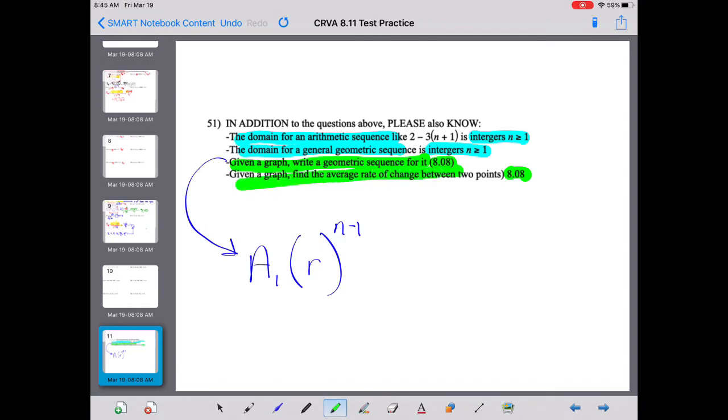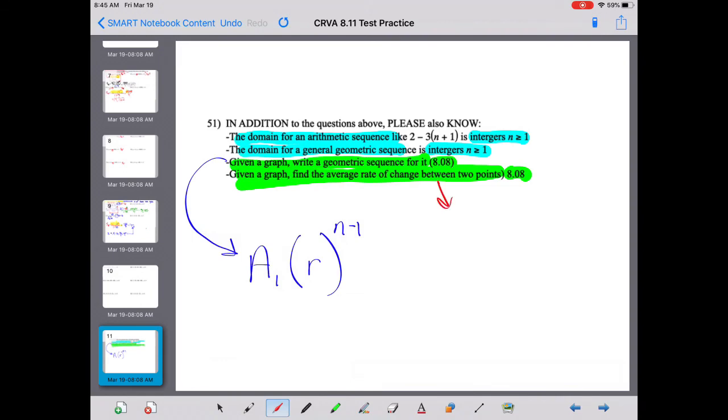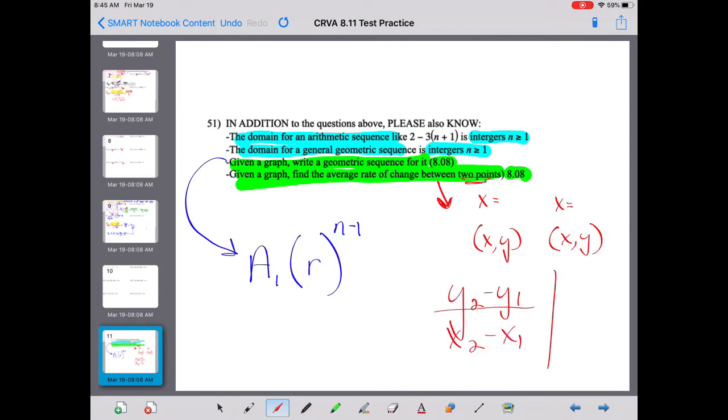And you'll also want to find the average rate of change between 2 points, so the slope. You'll find 2 points. They're actually going to tell you, I think, what your domain is going to be, or what the x values are going to be. Then you find the corresponding y, and then you find the rate of change, or slope. All right, and that's what we need to know for Module 8.